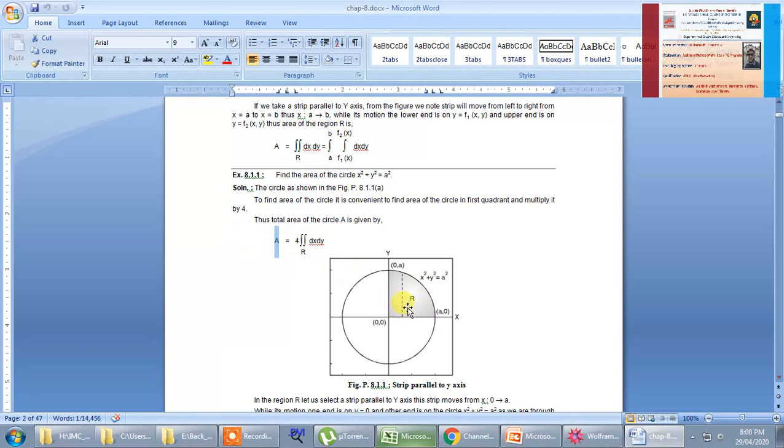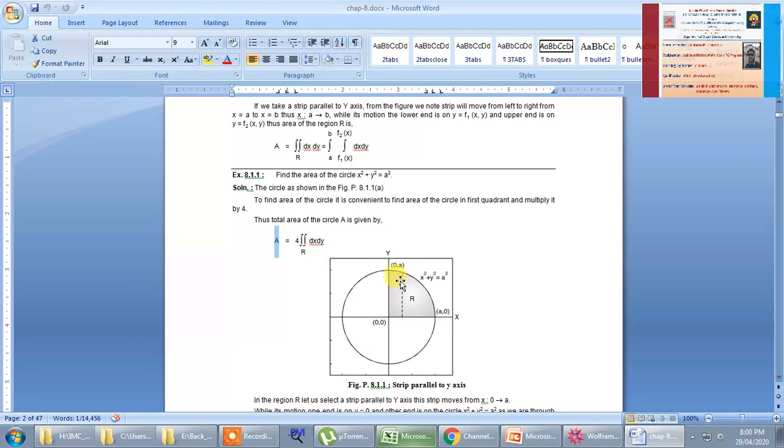dx dy. Now let us take a strip parallel to which axis? The x axis or the y axis, it is your choice. I have taken the strip parallel to the y axis. Before that, let us find the points of intersection of the circle with the x axis and y axis. If you put x equal to 0, y square is a square, which gives y equal to plus a and y equal to minus a. If you put y equal to 0, we get x equal to plus a and x equal to minus a. So the points are (a, 0), (0, a), (minus a, 0) and (0, minus a). We have all these points of intersection.